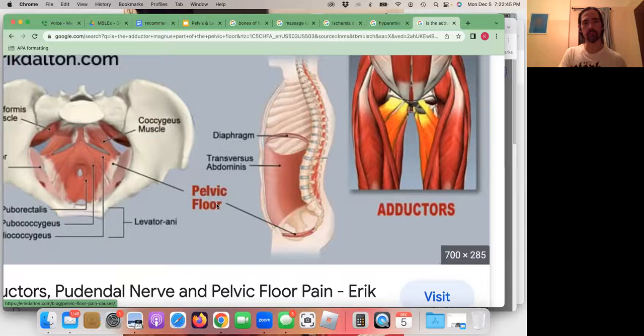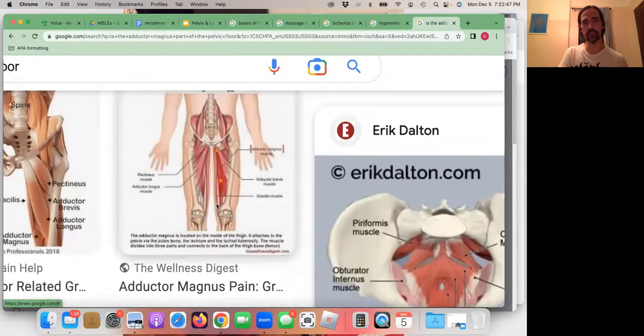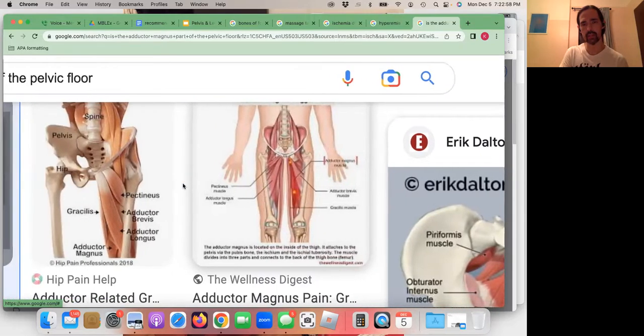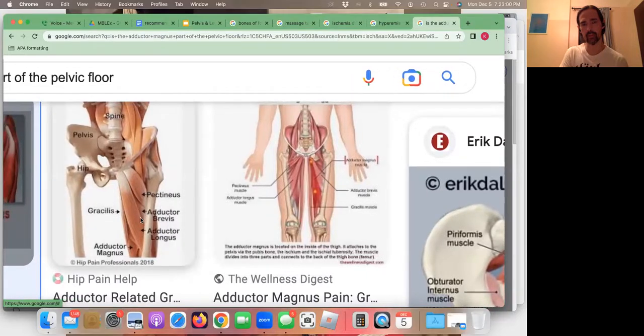So first let's take a look at the muscles of the adductor. Let's see what we have there. Pectineus, longus, brevis, gracilis. There's no magnus. We have to deduce the magnus. Let's get the magnus labeled. Okay.